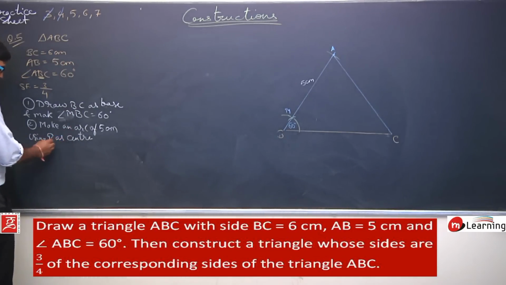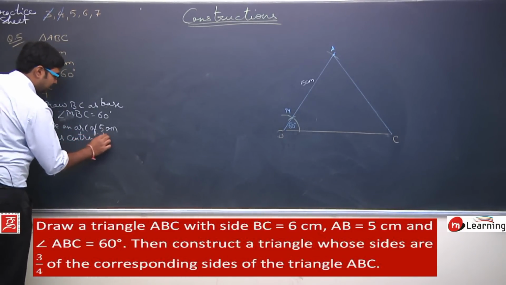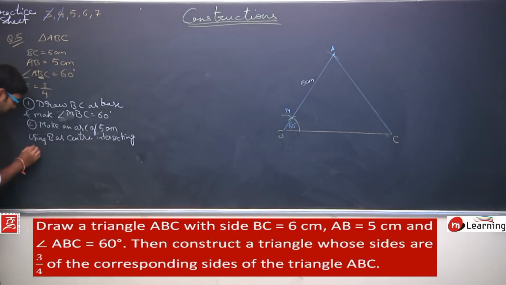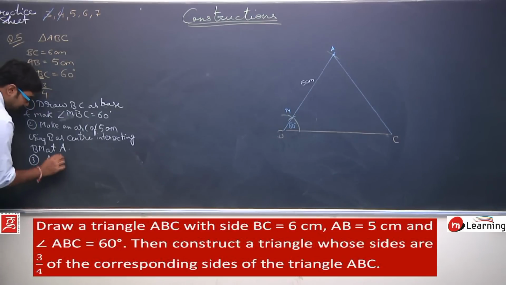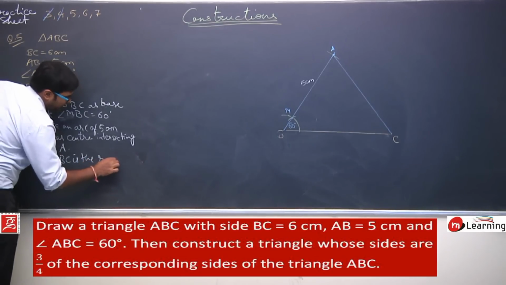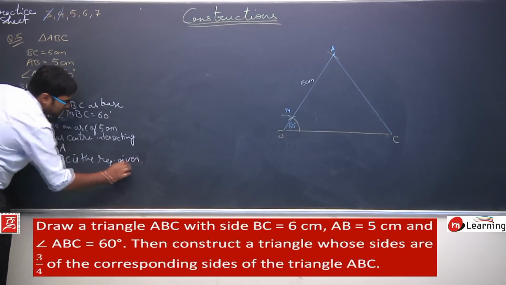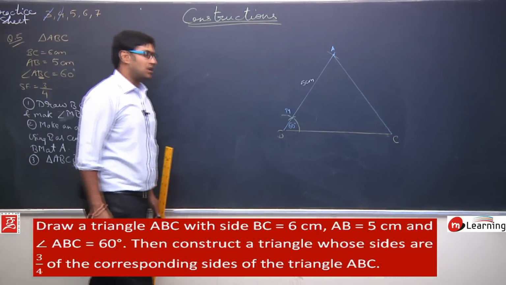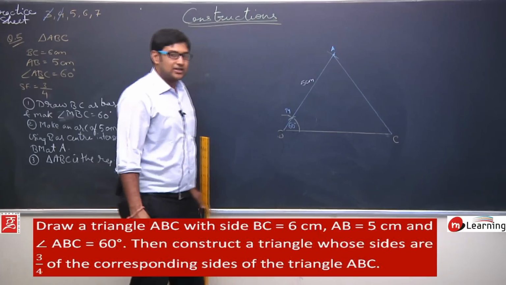Using B as the center, intersecting BM at A, and the third step of construction is triangle ABC is the required given triangle. Triangle ABC will be your required given triangle. So you have got this ABC. Now what is the next step?